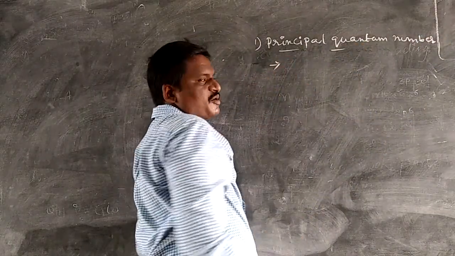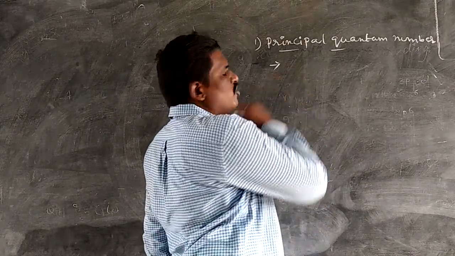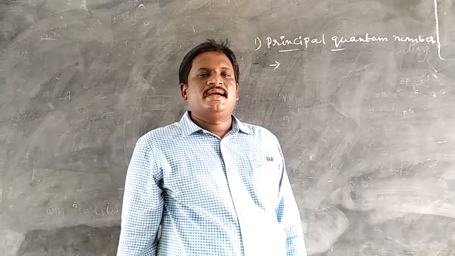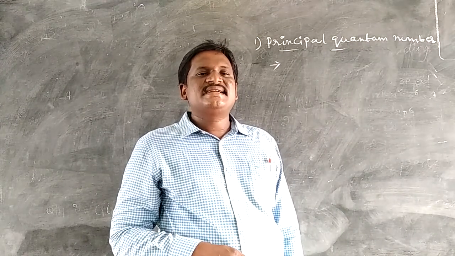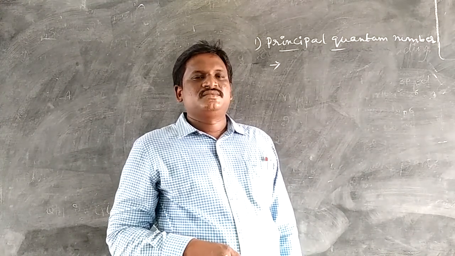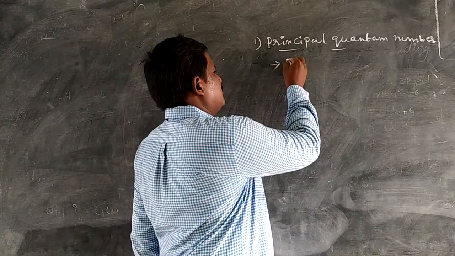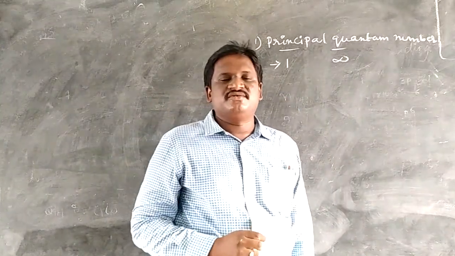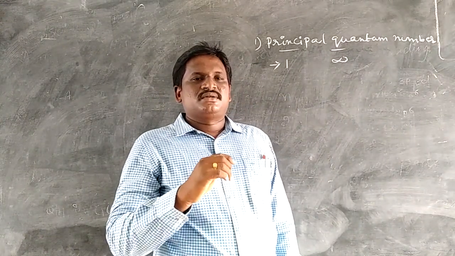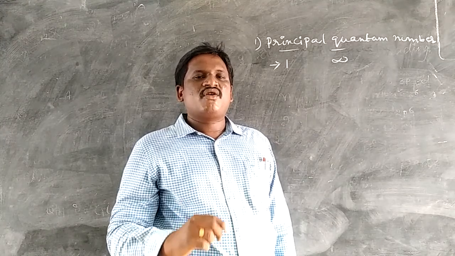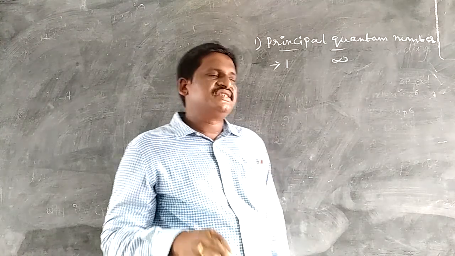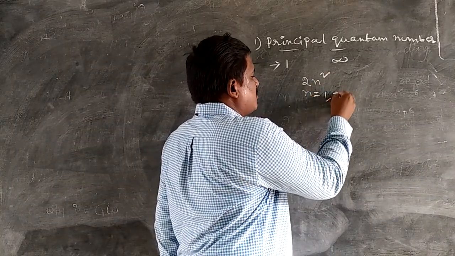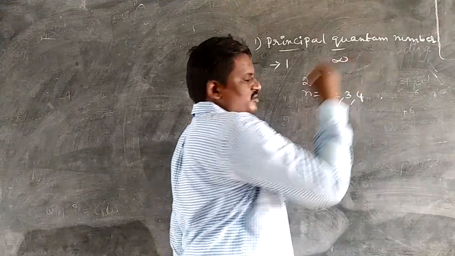The principal quantum number was proposed by Niels Bohr. It is denoted by the letter n. It tells about the size and energy of the shell. The minimum value is 1, and there is no maximum value; it goes to infinity. The maximum number of electrons that can be accommodated in any shell is given by the formula 2n², where n equals 1, 2, 3, 4 and so on.